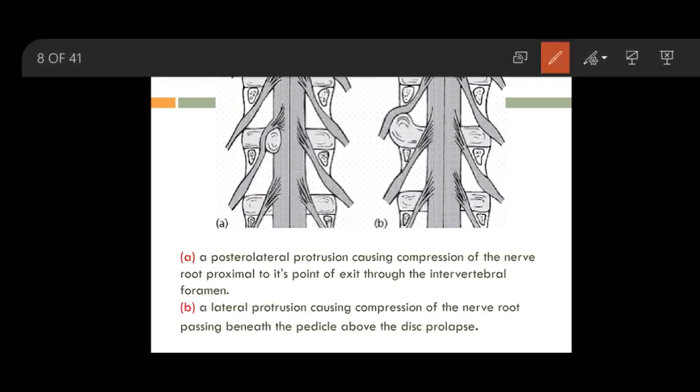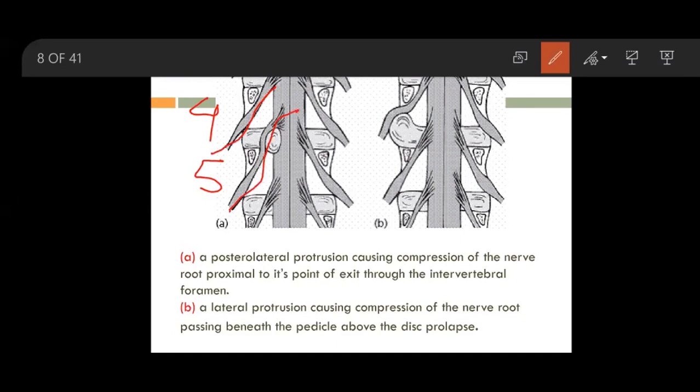This picture is very important to understand. It is a specific example of which nerve root will become compressed when we have a disc herniation. Let's give this example. Let's assume this is a lumbar disc region. Consider that this is L4 and this is L5. It is very important to know that the nerve root passes under the corresponding pedicle of the vertebra. So this is the L4 nerve root and this is the L5 nerve root.